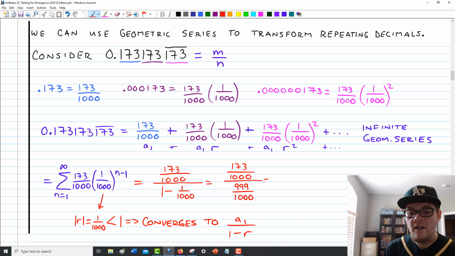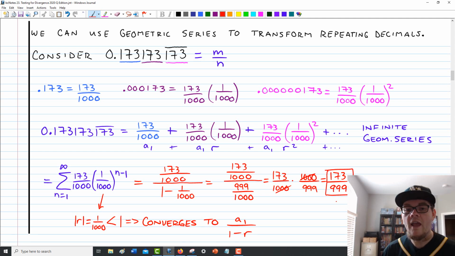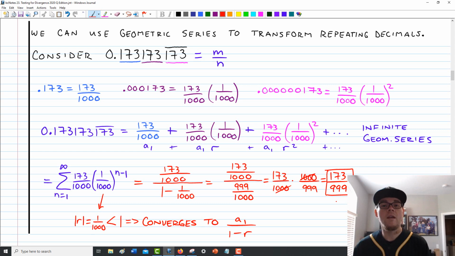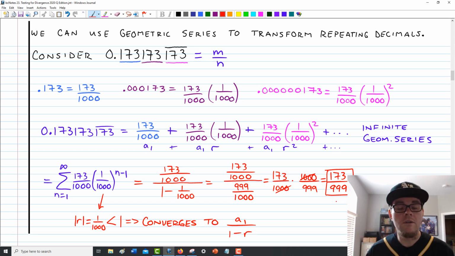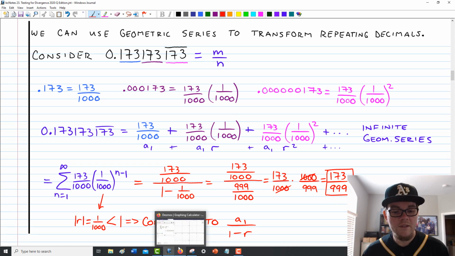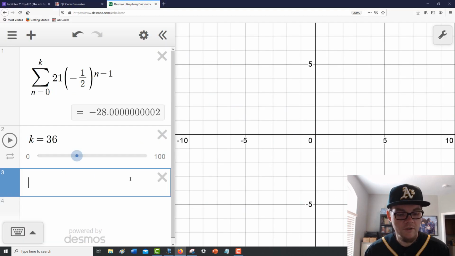And having done that, if you rewrite this using the whole dividing fractions you multiply by the reciprocal, you'll get 173 over 1,000 times 1,000 over 999. And having said so, we get that this is equivalent to 173 over 999. So there is our m over n that we were looking for at the very beginning. And the way to get there was using infinite geometric series and kind of taking advantage of this formula we have. Now again, just because it's kind of cool, let's go check it and make sure it actually works out.